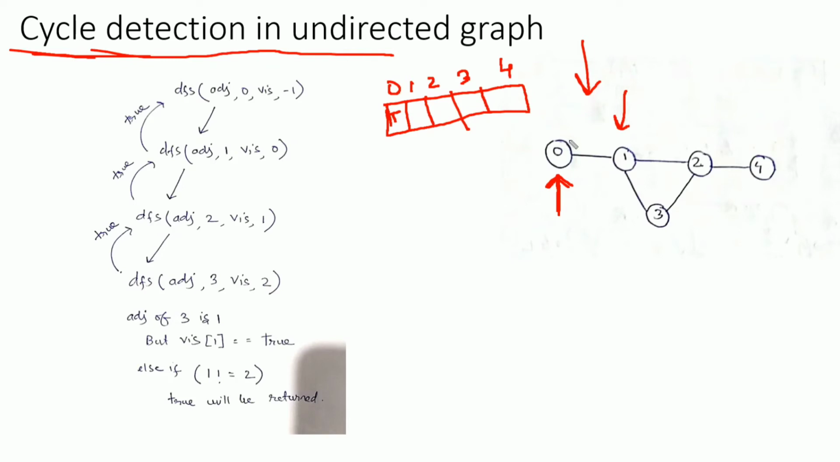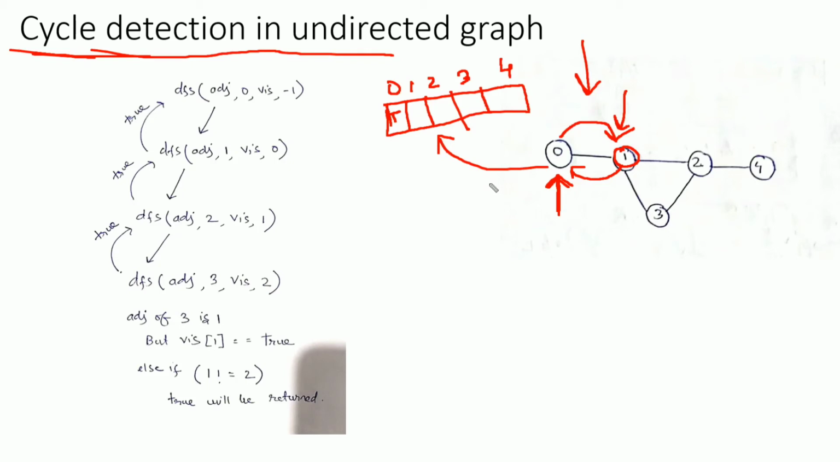Its adjacent vertex is 1, so from 0 I move to 1. Now from 1 we can move to 0, to 2, or to 3. But if from 1 we move to 0, in the visited array 0 is already visited. So this problem has a logic which we need to write.